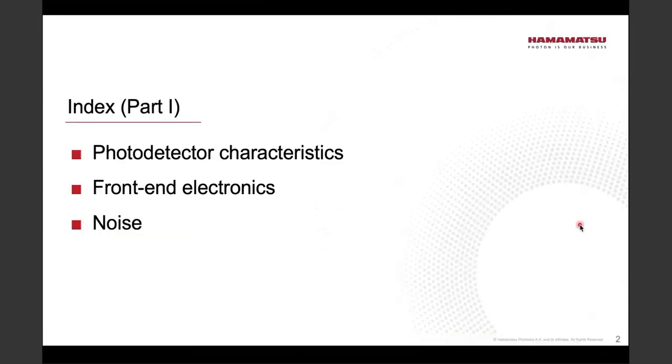Today's lecture is organized as follows. First, we are going to discuss some generic characteristics of photodetectors. After that, we'll spend some time discussing front-end electronics. The basic idea here is that a photodetector without front-end electronics is basically useless. We'll finish today's presentation discussing some aspects of noise, electronic noise.